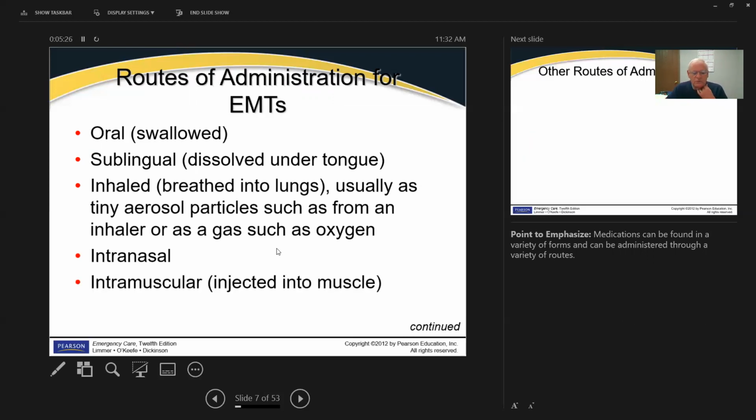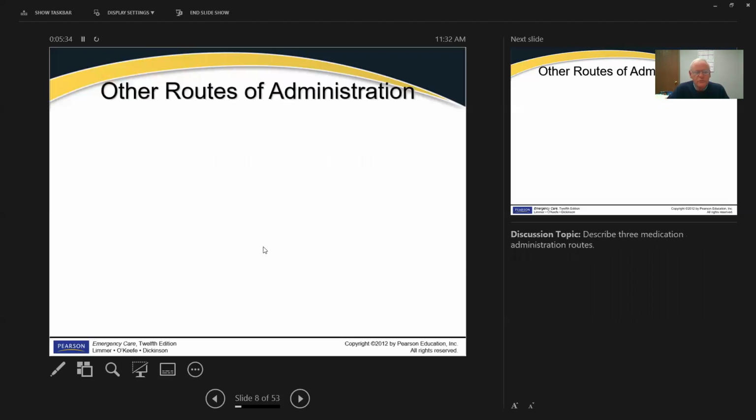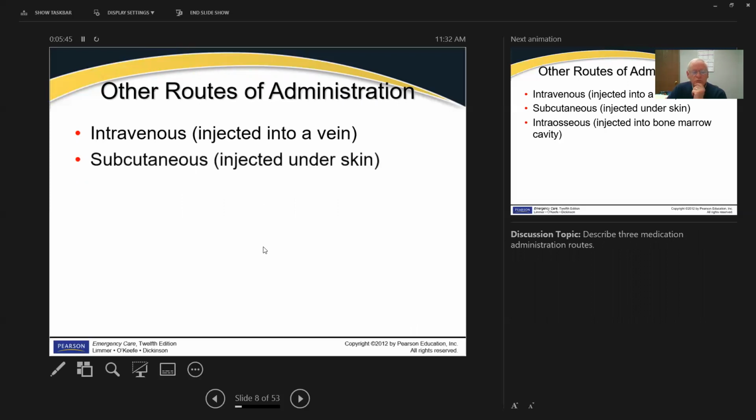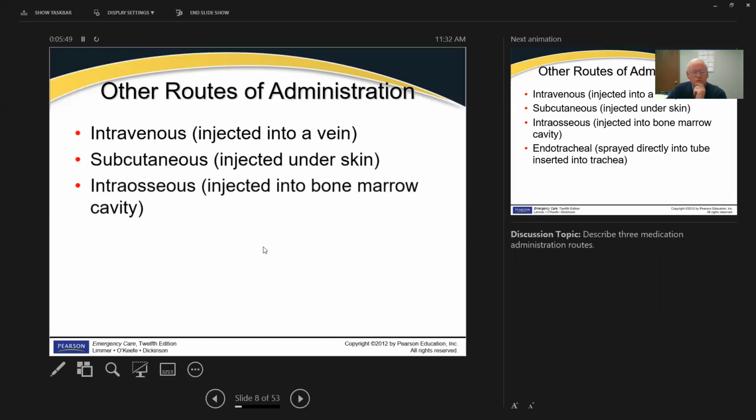And as an EMT, there's one situation where you can actually inject a medication into a muscle. And we'll talk about that a little bit. There are other routes of administration for paramedics and nurses and doctors, but not at our level. Intravenous means it's injected into a vein. Subcutaneous, it's injected underneath the skin. Interosseous, we can actually put medications into bone marrow as a medic.